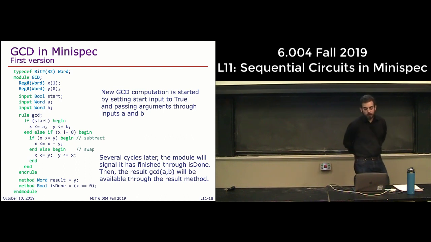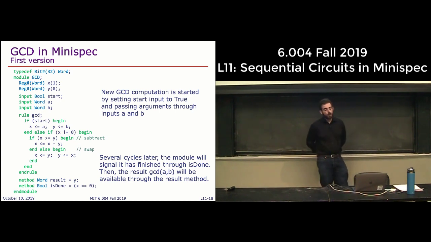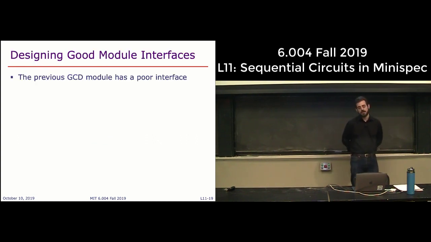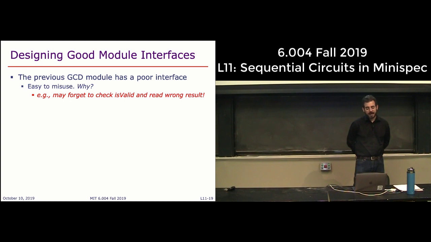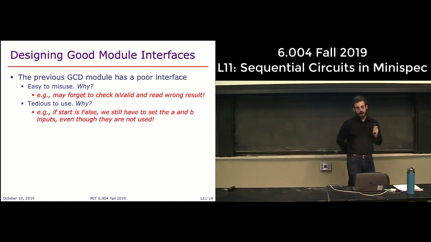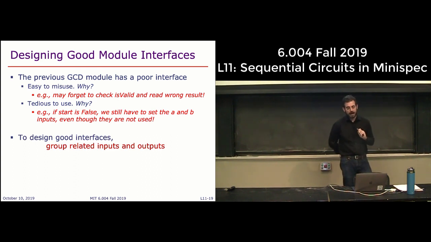Okay. We're going to stop here. There is one minor detail here, which is that the interface of this module is a little bit off. It is easy to misuse. In the next couple of slides, which you will see in recitation, with several examples of how to use this, you'll see that because you have multiple inputs and multiple outputs, it's easy to forget, for example, to check the valid bit and then get the wrong result. And so you'll see a way of avoiding this, with a new type that we call a maybe type.